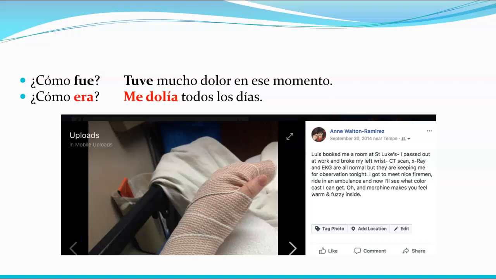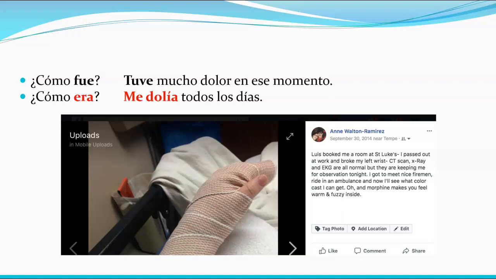Okay, so we have spent the majority of the semester going over the preterite and all its forms and irregularities, on how to form it, and we used it to explain actions that occurred in the past. So they were completed actions. For example, ¿cómo fue? Tuve mucho dolor en ese momento. And so that happened at the moment. It's a done and gone occasion.